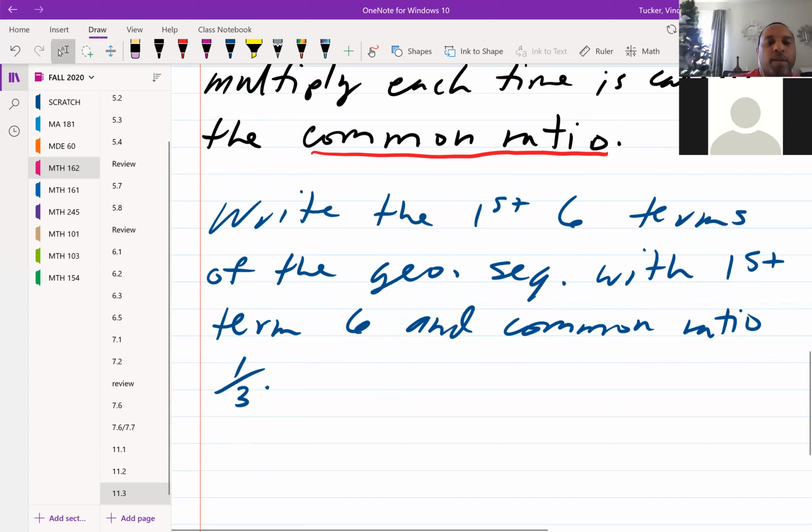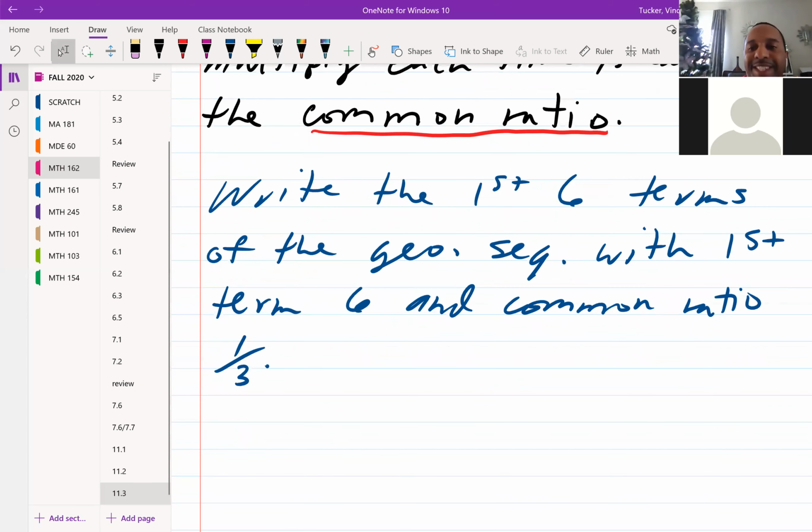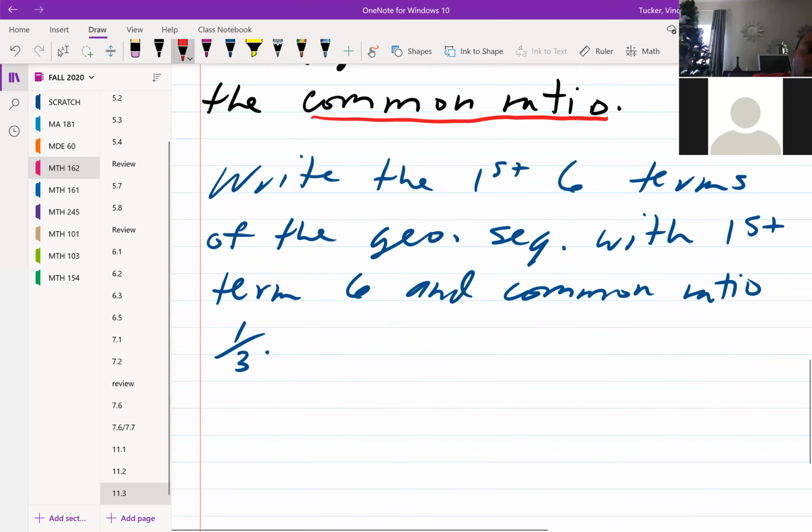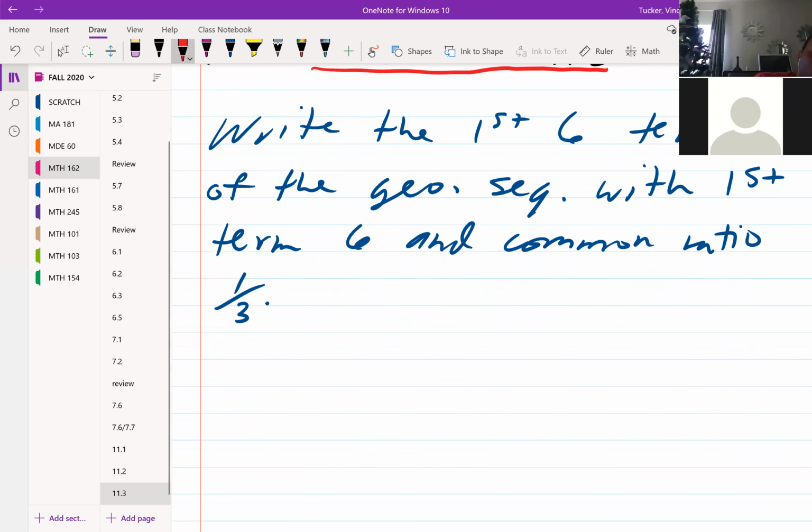First example that they give: write the first 6 terms of the geometric sequence with first term 6 and common ratio 1/3. Remember we talked about this last class. They told us our first term, and that is 6, so that is included as a part of our sequence.